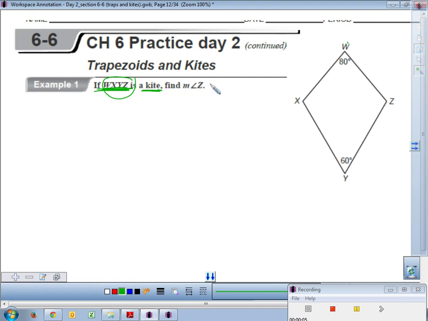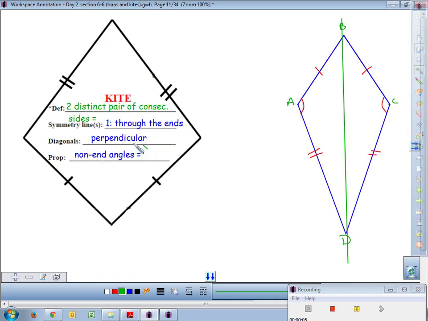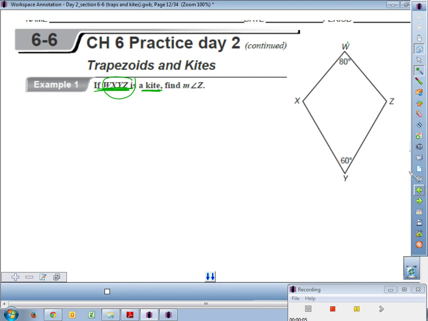But they ask us to find the measure of angle Z. We're just going to find the measure of everything. Here's what I need to think about: symmetry lines and diagonals of a kite. Well, they give me these two angles. I really care about where the ends of this kite are. Out of W, X, Y, or Z, which two of those four are the ends? Since this property right here says that the non-end angles are equal, and these angles right here are not equal to each other, they must be the end angles. So that means that W and Y are the ends of this kite.